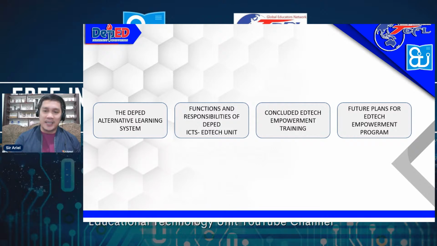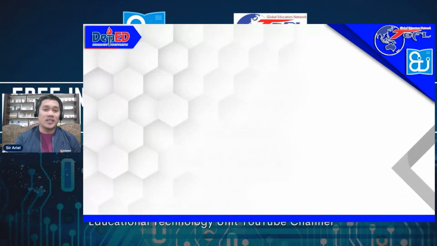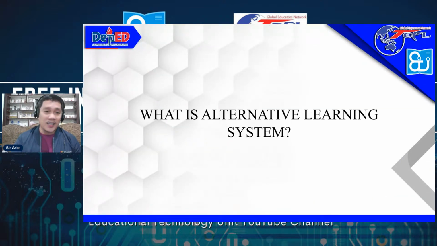Let me begin with some of the frequently asked questions. I got this from our DepEd website. Okay, so let's start with this question. What is the Alternative Learning System? The Alternative Learning System, or ALS, is a parallel learning system in the Philippines that provides opportunities for out-of-school youth and adult learners to develop basic and functional literacy skills to access equivalent pathways to complete basic education.